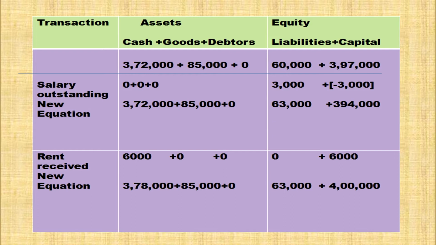Then rent received. Money is coming inside the business. Cash is increasing in the cash column, plus 6,000, in the capital column plus 6,000. After that, the new accounting equation: 3,78,000 with cash, goods 85,000, that is 4,63,000 on the asset side, and liabilities 63,000 plus capital 4 lakh, that is 4,63,000 on both sides.